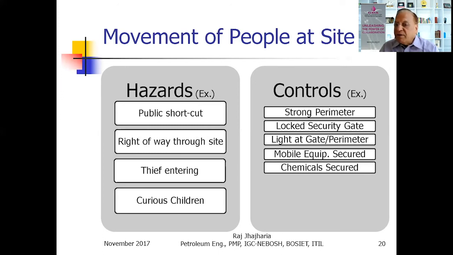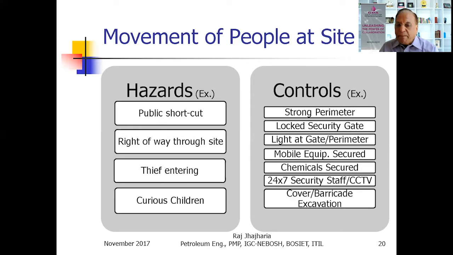Chemicals: if you have containers carrying some risky and hazardous chemical, it should be properly kept, locked, sealed, and secured. And there should be CCTV, 24/7 security staff. Cover, barricade, excavation. If there is a hole or a big excavation done in the ground, it should be either covered with a solid platform so that people don't fall in it, or there should be a fence around it. And believe it or not, there are lots of cases, lots of losses of human life in the rainy season in many cities of India where this control is not followed.